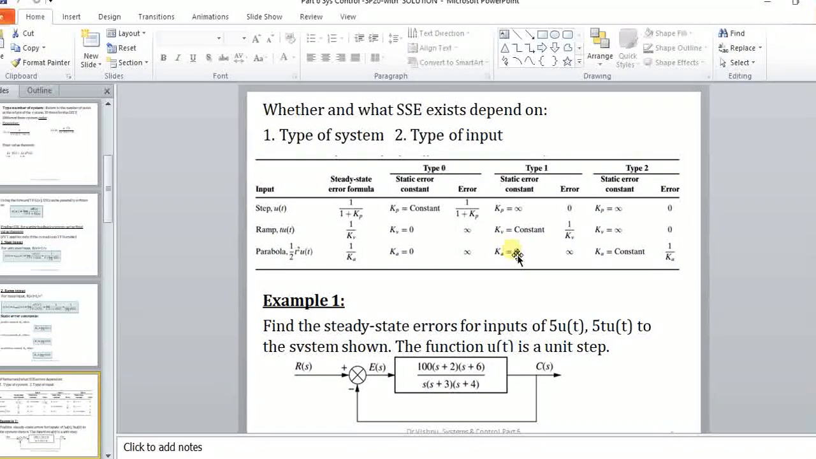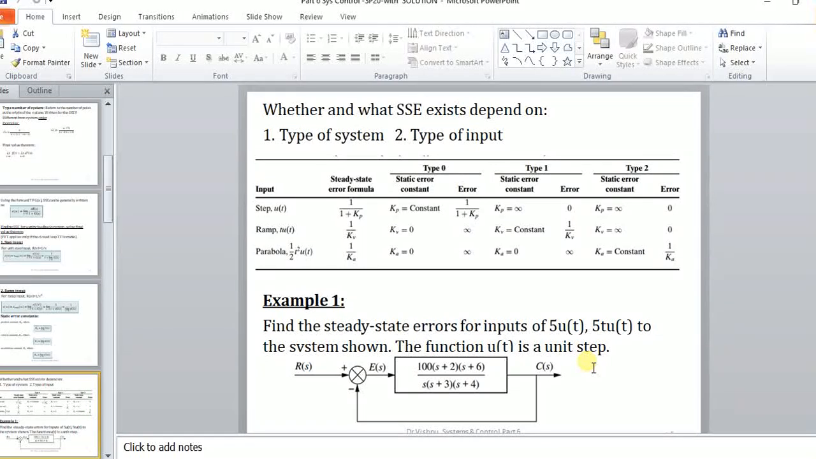Now let's see an example. This example shows a system G of S. This is G of S, this box. It's a negative feedback system, a negative unity feedback system. The question says find the errors for inputs of 5 u(t) and 5 t u(t) to the system shown. The function u of t is a unit step input.